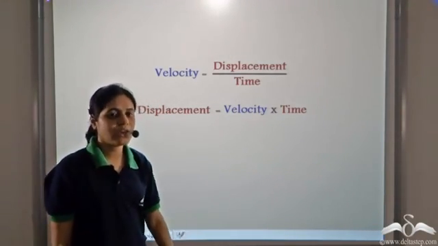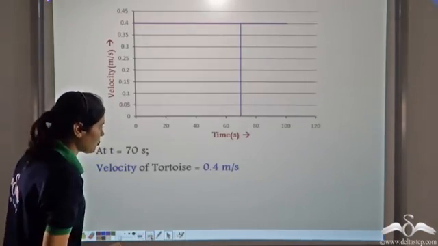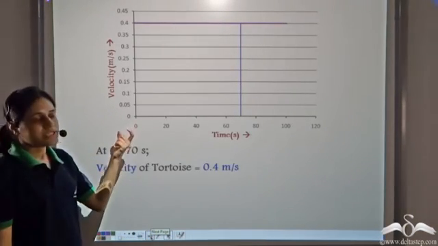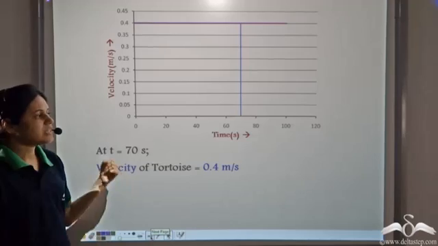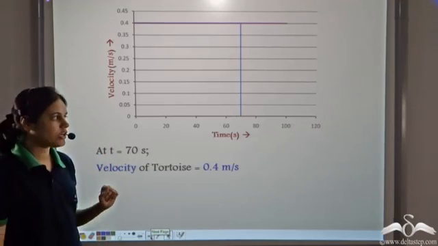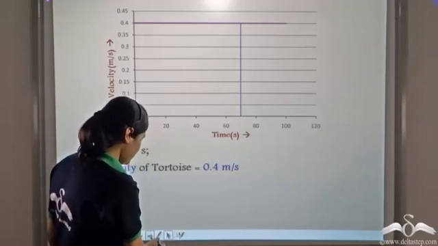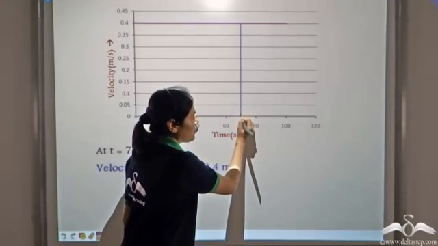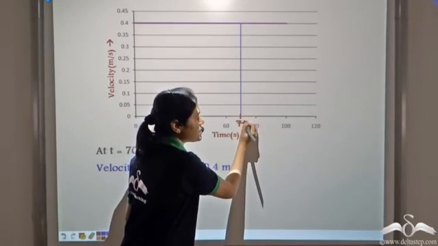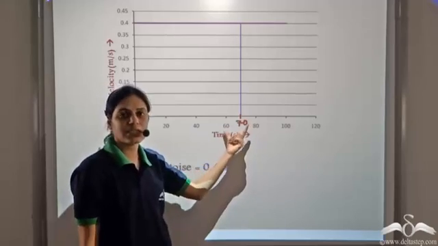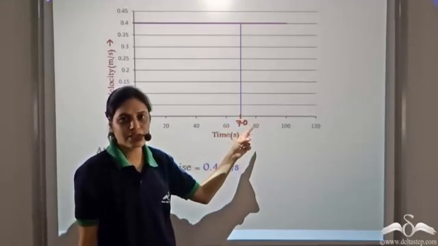How do we do it? Let's see. Say I want to calculate the displacement of tortoise at 70 seconds. So at t equal to 70 seconds, this is 70 seconds. It lies between 60 and 80. So this is 70 seconds.